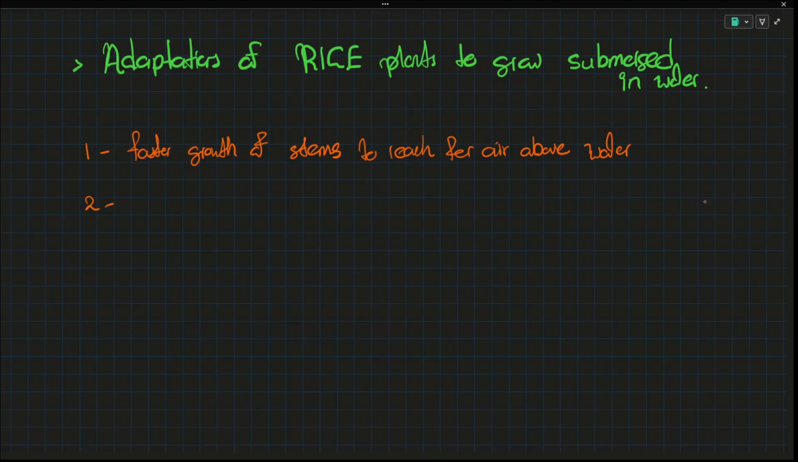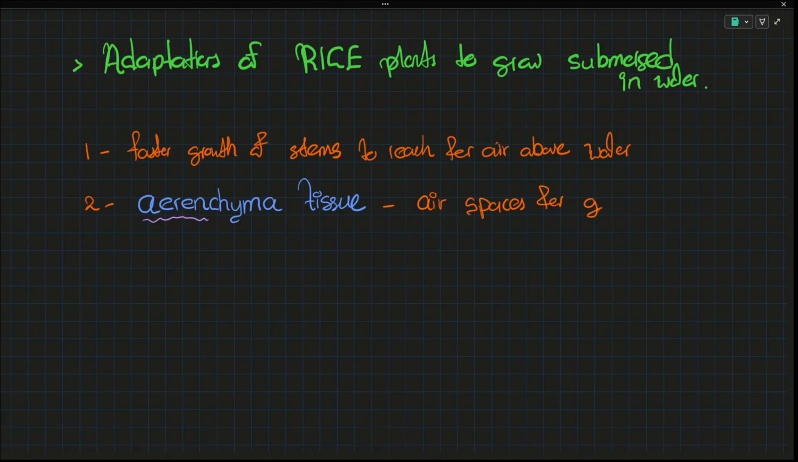Number 2, this is an interesting word. They have something known as aerenchyma tissue. I'll do my best to write clearly without rushing. Now, if you know how to associate biology words, you see this sounds kind of like air almost, and you would not be wrong. Yes, it does deal with air. What exactly is aerenchyma tissue? Aerenchyma tissue is simply air spaces. Air spaces for specific gases.